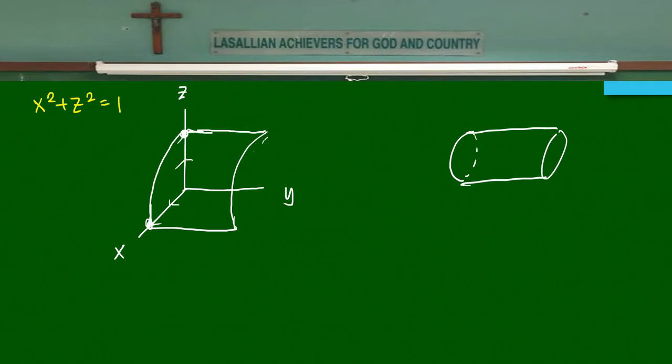And then I could draw rulings that are parallel to the axis, which is the y-axis. So this one. So this is the shape. It's actually a cylinder.